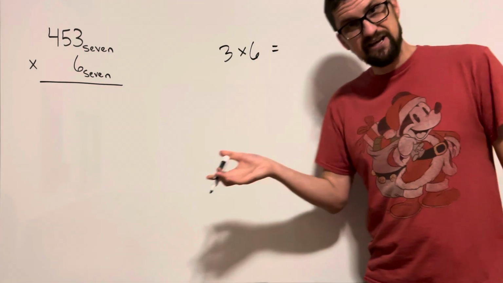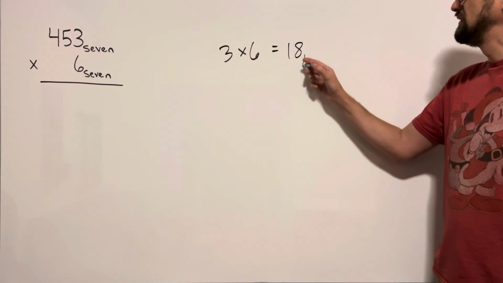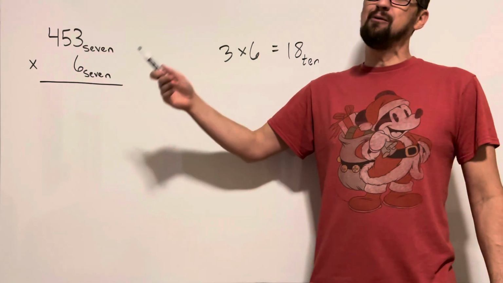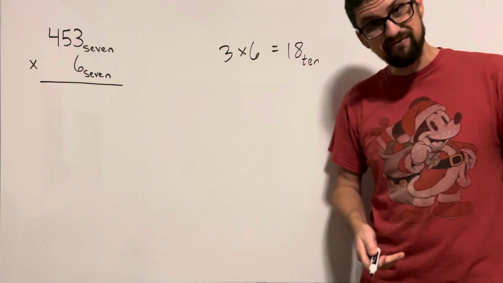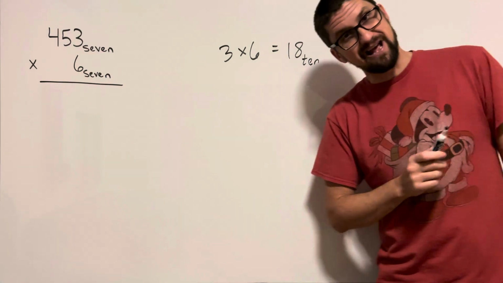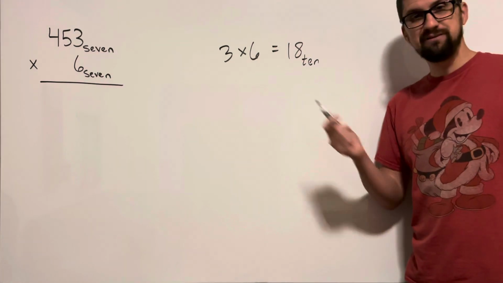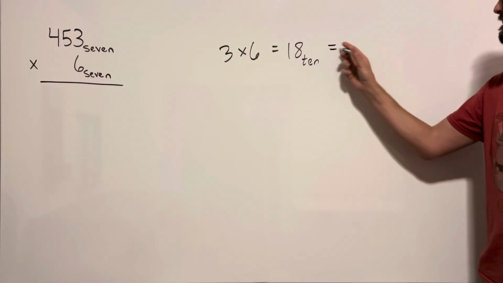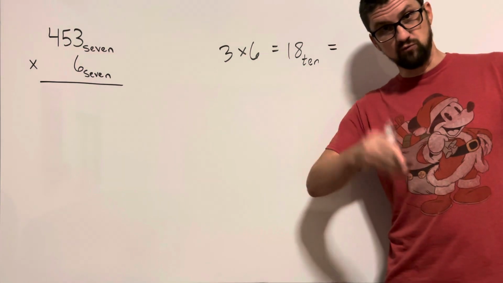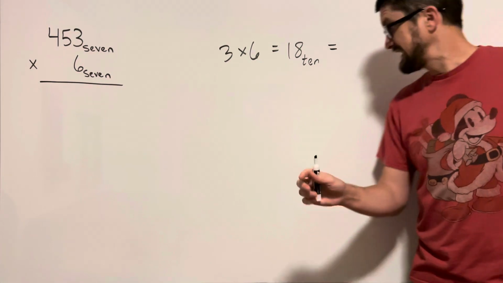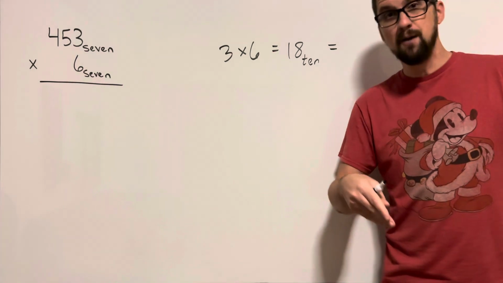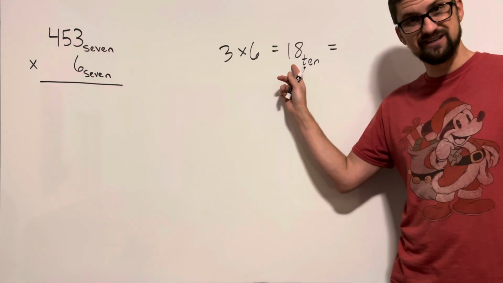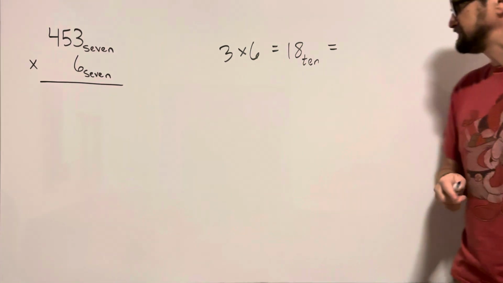That in base 10 gives you 18. But I'm not going to put 18 down here. I want to convert it to base 7 first and then put it down there. So you need to figure out what 18 base 10 is in base 7. So remember, base 7 has groups of 1, groups of 7, groups of 49. I can't create any groups of 49, but I can create groups of 7. Figure out how many 7s go into 18.